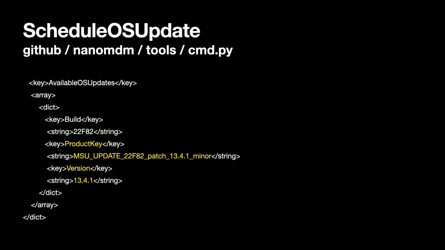And how can you determine this product key? This is an example of sending an available OS updates command down and then getting the response back from the client. It'll tell you the version that it's on. It'll tell you the build number that it's on. And it'll also tell you the available updates that it sees, right? So this one sees 13.4.1, but it also provides that product key in that response to the MDM.